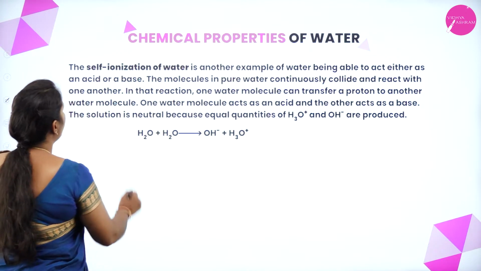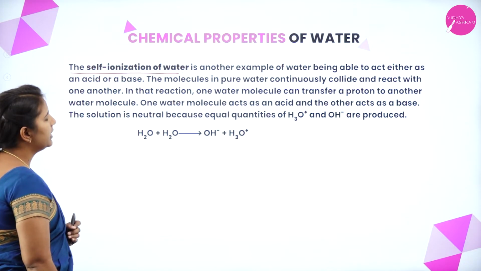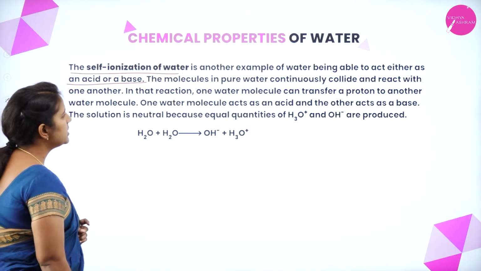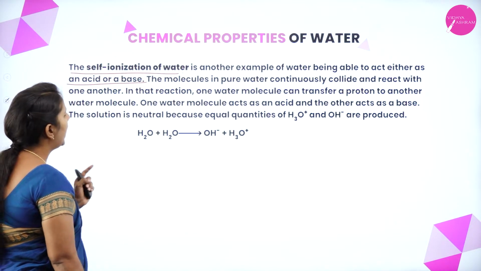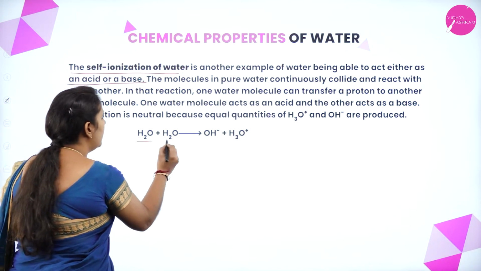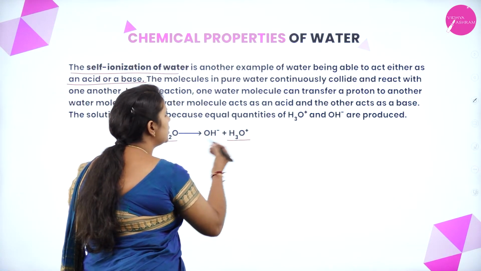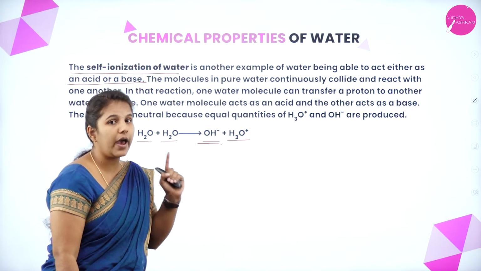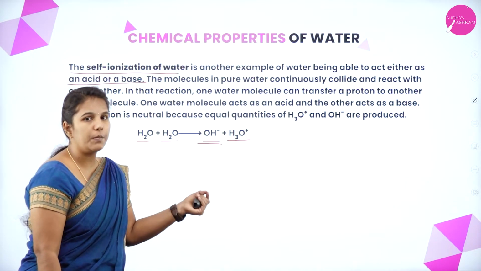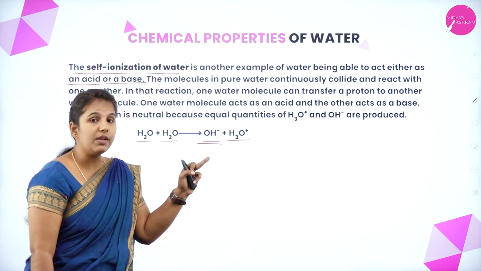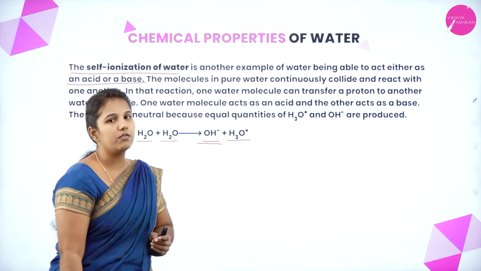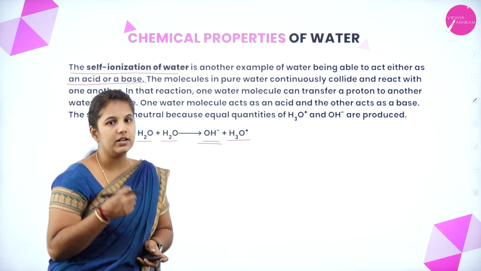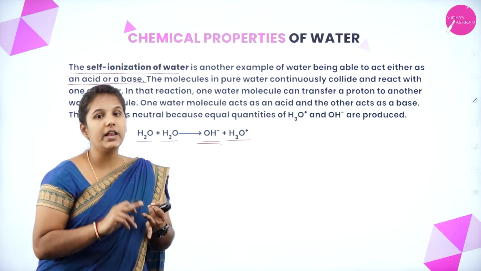Okay. Next is self-ionization of water. So what does it mean? It is another example of water being able to act as an acid as well as a base. The molecules in pure water continuously collide with each other, and this reaction shows that one molecule of water reacts with another molecule of water and results in the formation of hydronium ion as well as a base. So water can also undergo self-ionization, and one molecule of water can accept one proton from another molecule and give rise to the hydronium ion. Similarly, another water molecule can lose its proton and get converted into hydroxide ion. So this indicates that the water molecule can easily undergo self-ionization. Hope you have understood the self-ionization and amphoteric nature of water.